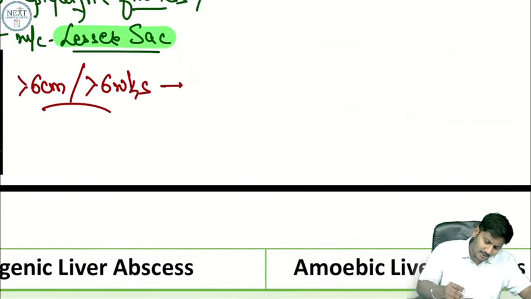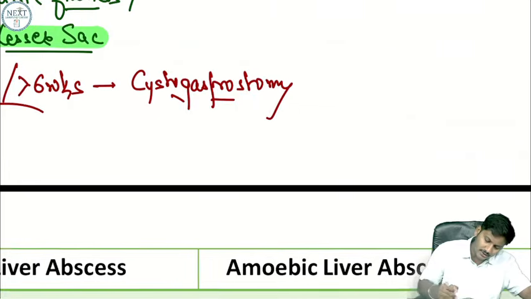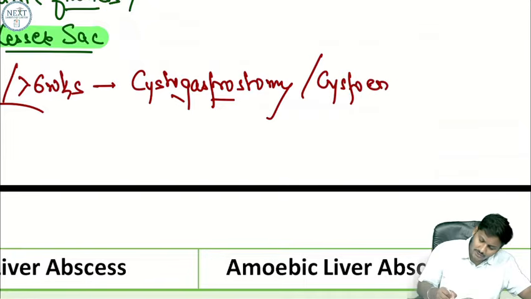Internal drainage can be done. Now what is internal drainage? Internal drainage is a cystogastrostomy, when you open up the cyst into the stomach for drainage, or you can open it up into the intestine, that is called a cystoenterostomy. So either you can go for a cystogastrostomy or a cystoenterostomy, which is for the purpose of drainage.